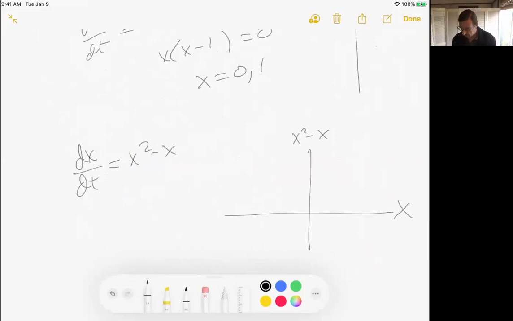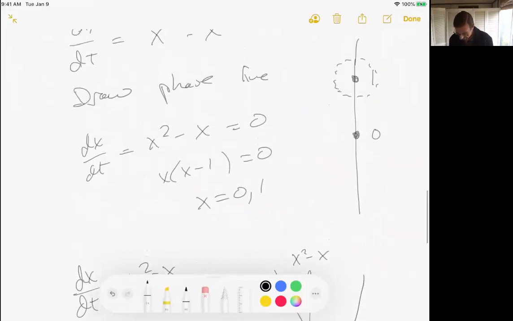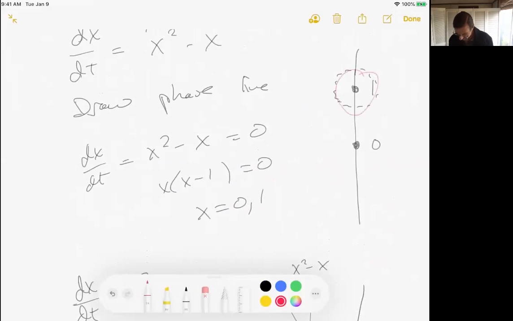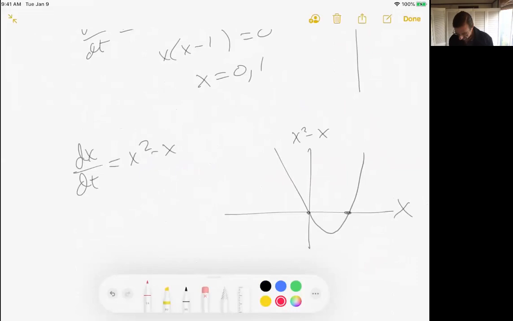We know it has roots at 0 and 1. And what shape is it? It's a parabola that opens up. Upward pointing parabola. Good. Okay. All right. Now, if I want to understand this system around 1, that's the same as trying to understand this picture right around that point.